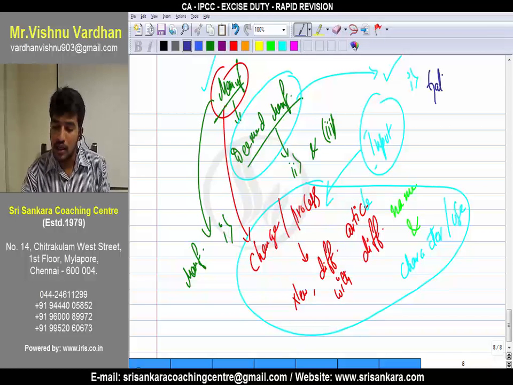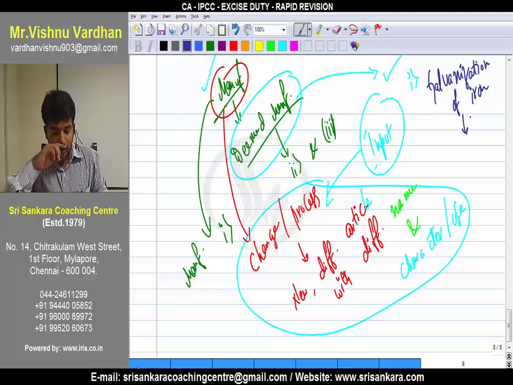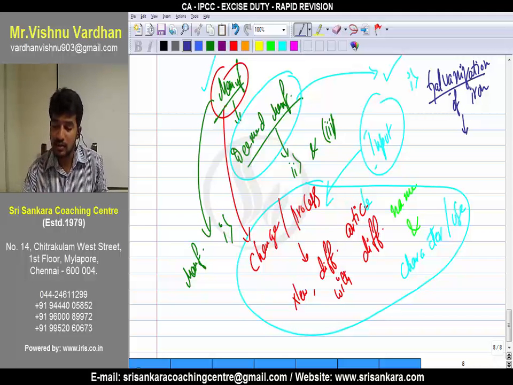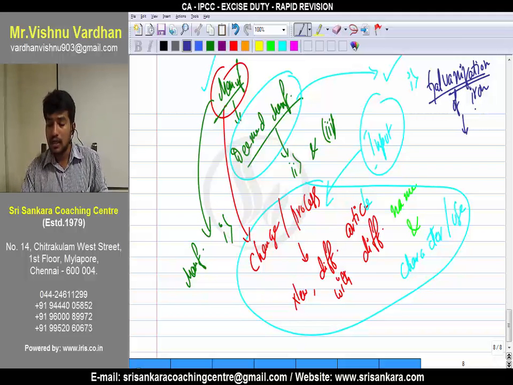Galvanization of iron. Galvanization is nothing but a process carried on iron, and this will not create gold. If you carry out the galvanization process on iron, iron will not become gold. Iron will remain still as iron. This process is not at all a manufacture normally, but they have included galvanization of iron under the section notes.